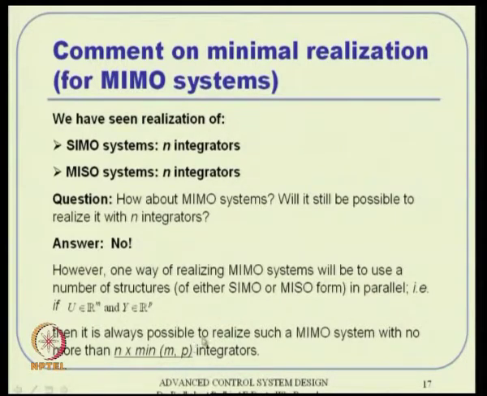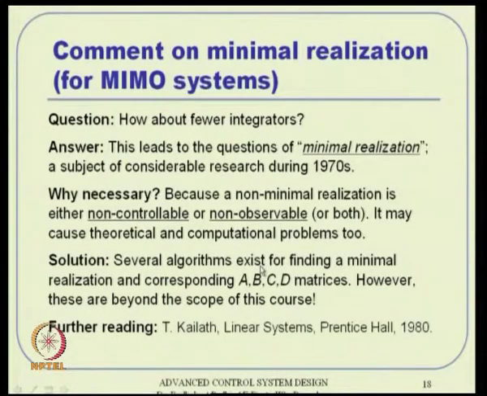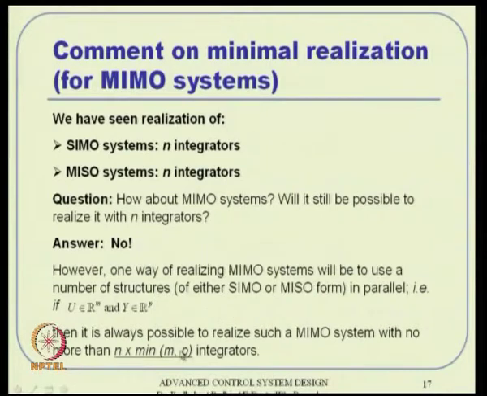With using that particular form, it is obvious that we need n times the minimum of m and p, that many integrators to realize that. So, that many state variables are necessary to realize these MIMO systems in general. However, there is a problem, because that particular thing turns out to be slightly over. I mean, we probably do not need that many.